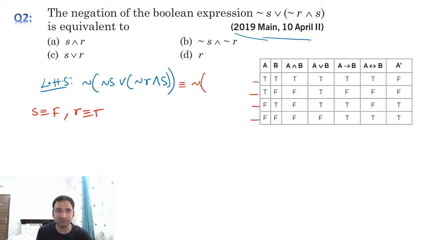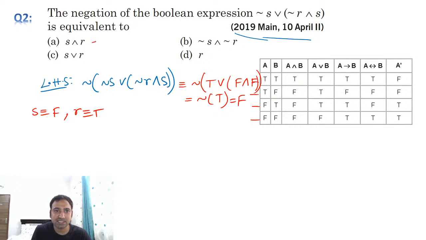Negation of S is what, guys? Negation of S is true. True or anything is true only. You don't need to calculate this one, but okay, I'll calculate. Anyway, this is false. True or false is true. So negation of true we are getting is false. In the options we should get false. Let's see where we are getting false.